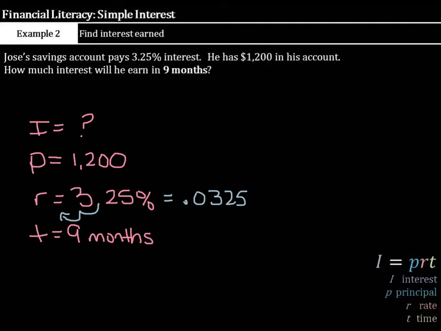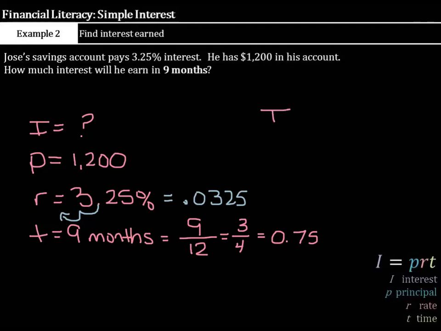Well, in order to get this into years, think, how many months are in a year? Well, 12. How many of those months do I have? 9. So my time is 9/12 of a year, or I can simplify that and call it 3/4 of a year, or even 0.75 of a year, 75/100ths of a year. Well, now I have everything I need.